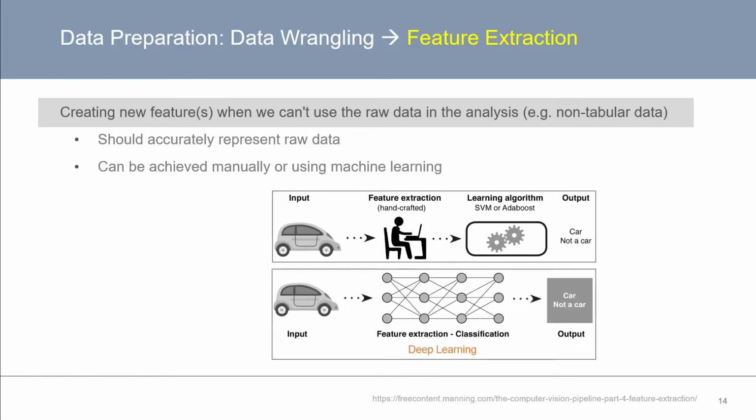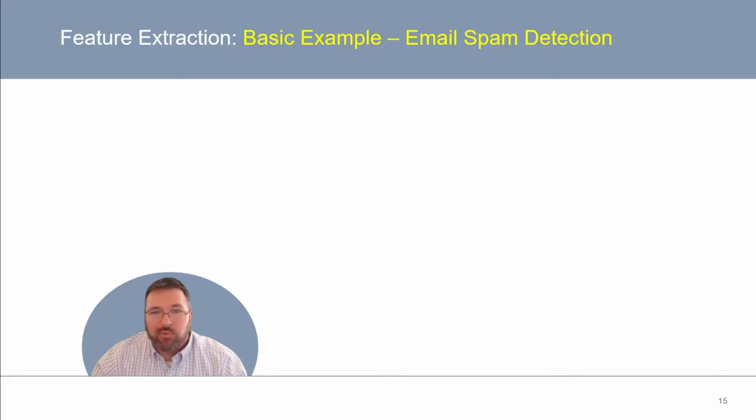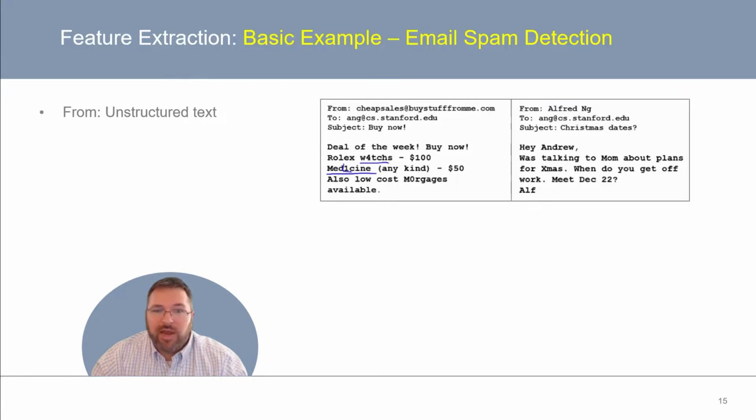Or alternatively, some machine learning strategies, such as deep learning, could be applied to automatically extract features or even conduct modeling directly using non-tabular data. Some examples of raw data for which feature extraction might be needed include images, audio, video, unstructured text, and time series data. Now let's look at a simple example of feature extraction. Here we have some unstructured text from emails, and we want to employ machine learning to detect whether the email is spam or not.